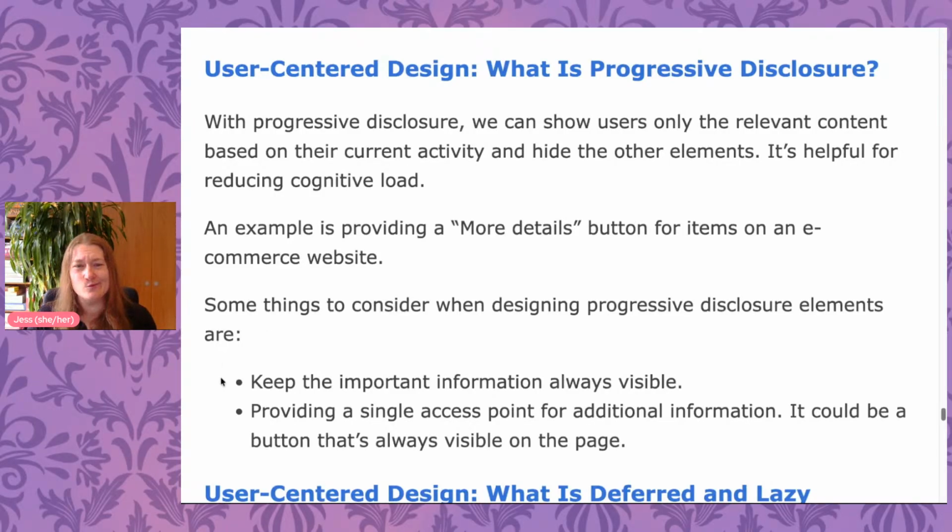So here, when we're thinking about progressive disclosure, we're making sure that users do have the information they need, and that they could go and get more information if they wanted to. There's a more details button maybe, or see more, but we're not drowning people in information they don't need.